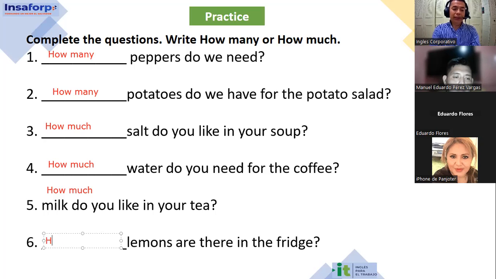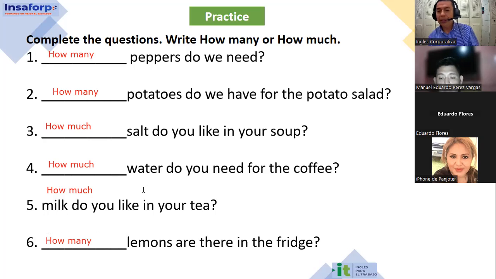How many lemons, right? How many lemons are there in the fridge? Okay, very good. Now, nice again. Yes, of course. Nice. Thank you, Manuel. Thank you for all the participants.